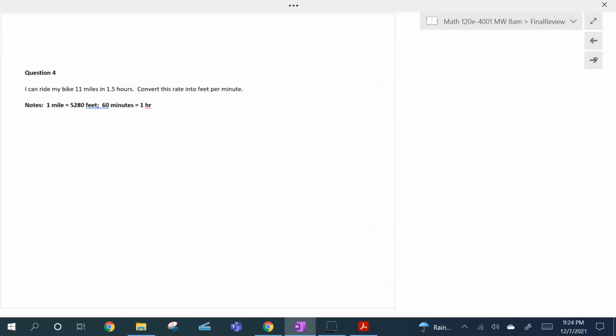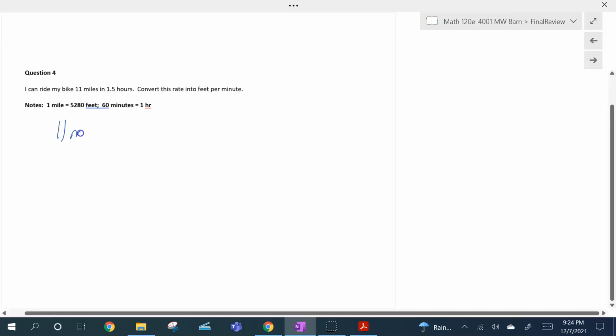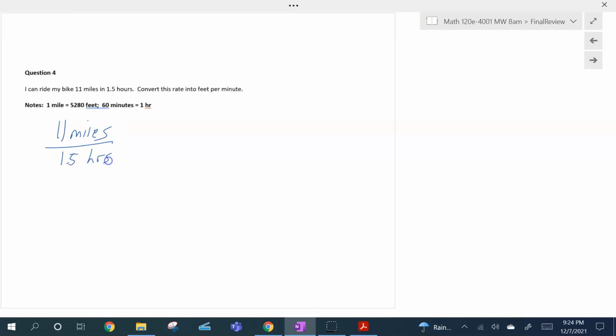I can ride my bike 11 miles in 1.5 hours. That's my rate. Looks like we're doing a conversion here. Convert 11 miles per 1.5 hours into feet per minute. Well, let's go to feet first. There are 5,280 feet for every 1 mile. So now we're in feet per hour. Feet's fine, but we want it per minute, so let's convert these hours to minutes.